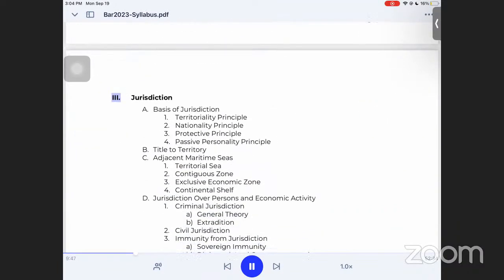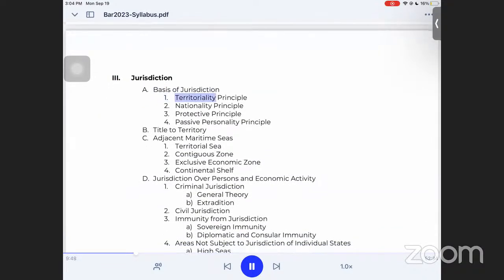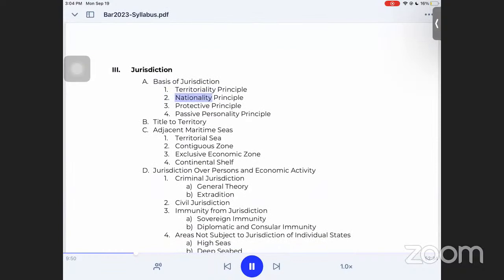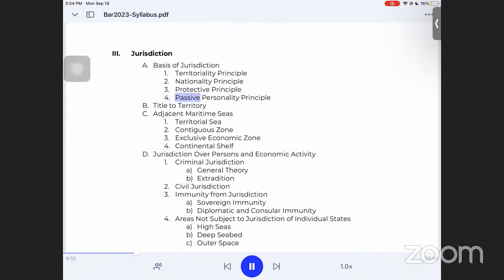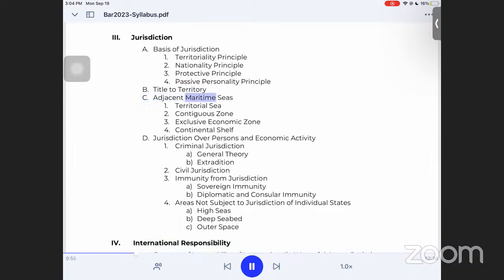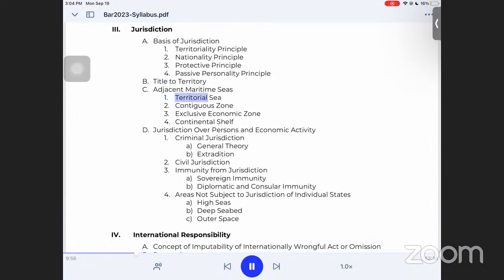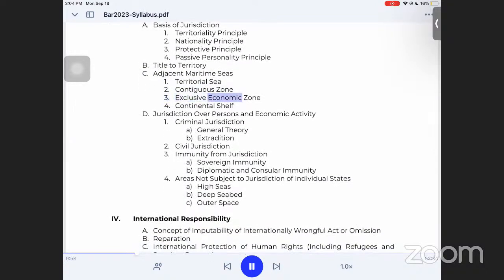Page 9 of 10. 3. Jurisdiction. A. Basis of jurisdiction. 1. Territoriality principle. 2. Nationality principle. 3. Protective principle. 4. Passive personality principle. B. Title to territory. C. Adjacent maritime seas. 1. Territorial sea. 2. Contiguous zone. 3. Exclusive economic zone.